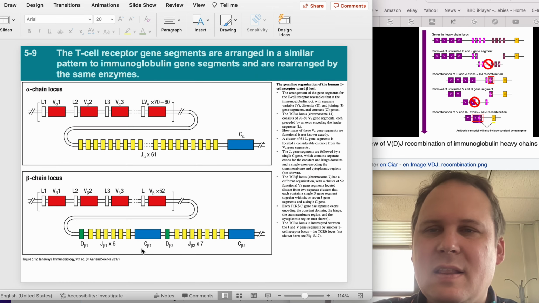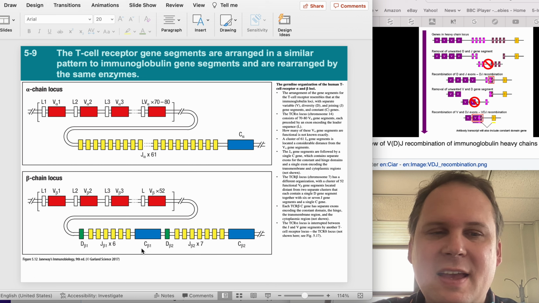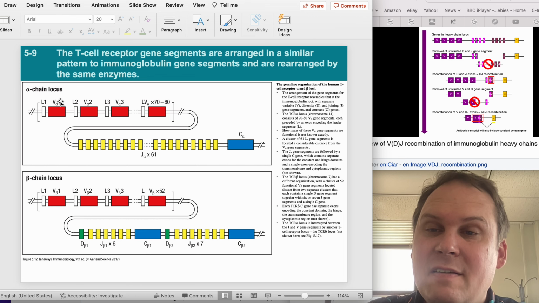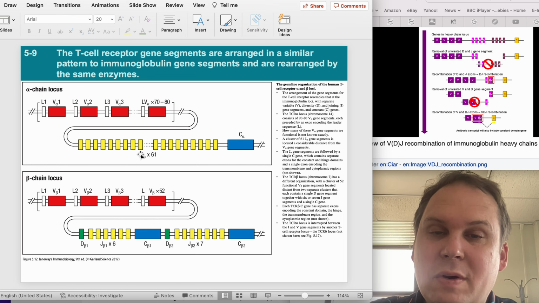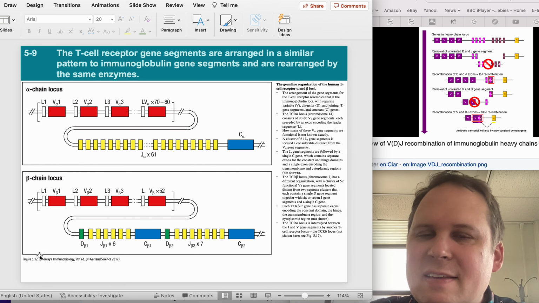So let's go. In T cells, instead of having a light chain and a heavy chain, you have an alpha chain and a beta chain. The alpha chain works like a light chain. It has variable, join, and constant regions. The beta chain works like a heavy chain. It has variable, diversity, join, and constant regions. And they're organized about like this.